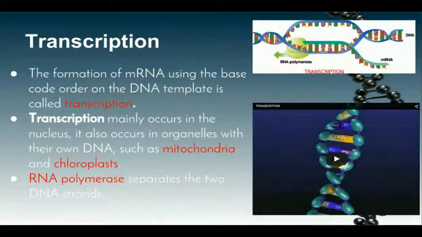So transcription occurs mainly in the nucleus, but it can also occur in the mitochondria or the chloroplasts. So if you recall back to year 11, these are the two other organelles that have their own DNA. However, majority of the time it takes place in the nucleus. And the enzyme that is used to separate the two strands of DNA is RNA polymerase.